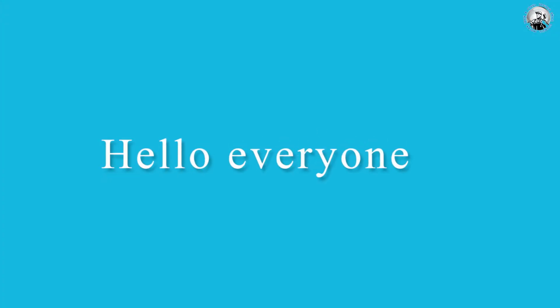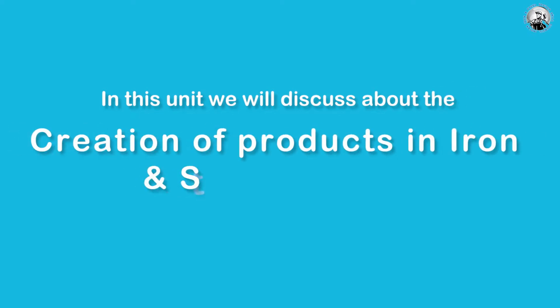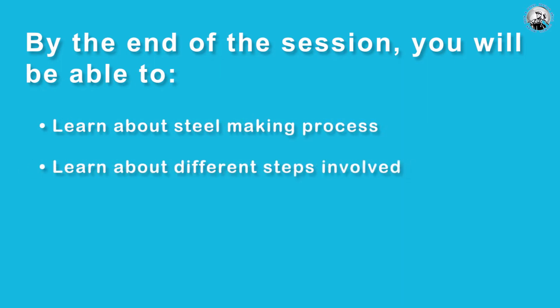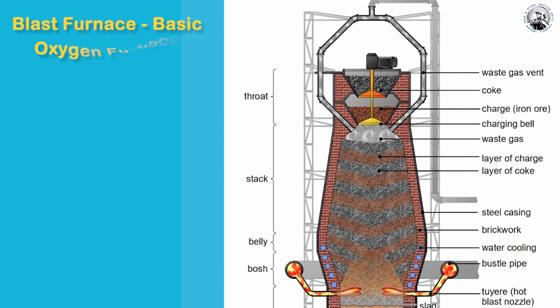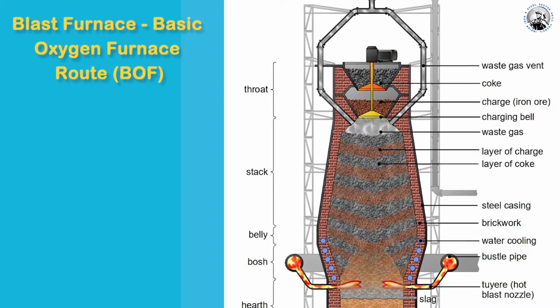Hello everyone. In this unit, we will discuss the creation of products in the iron and steel industry. By the end of this unit, you will be able to learn about steel making processes and the different steps involved in the steel making procedure: blast furnace, basic oxygen furnace route, BOF.